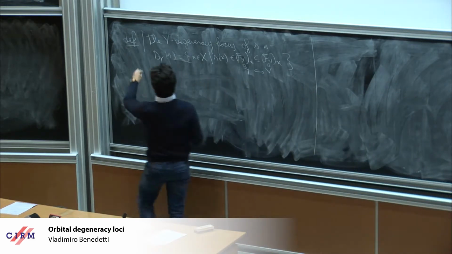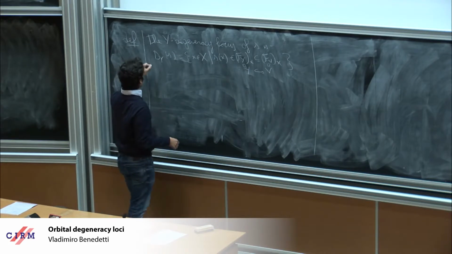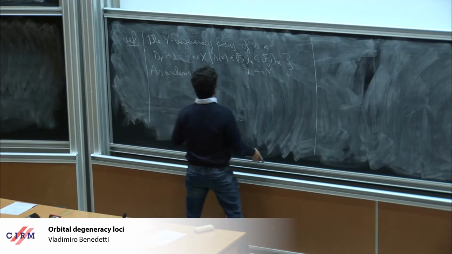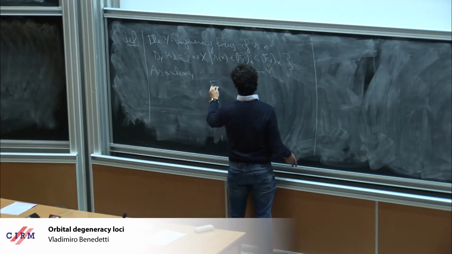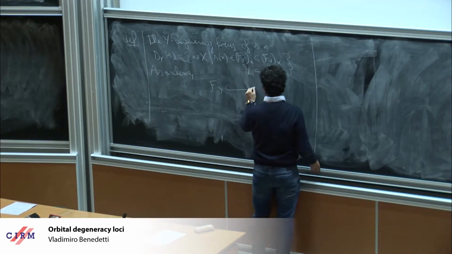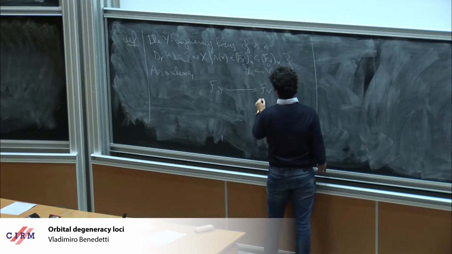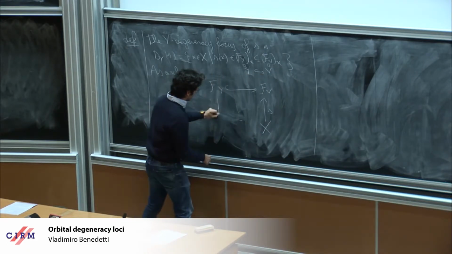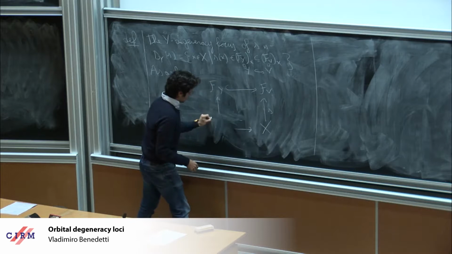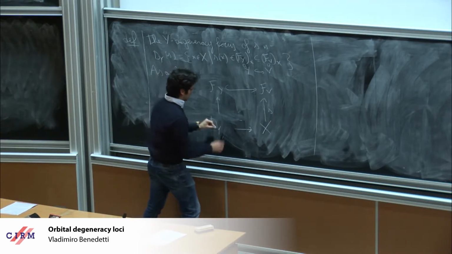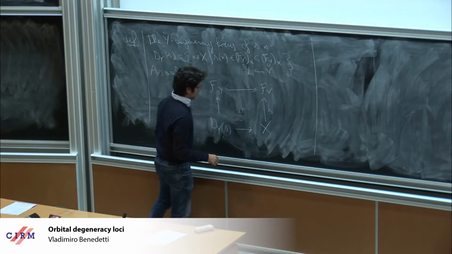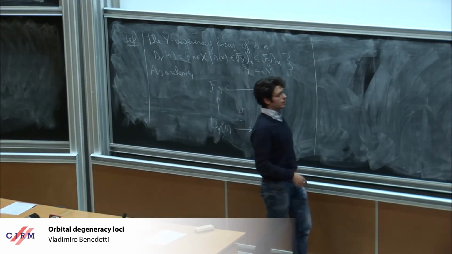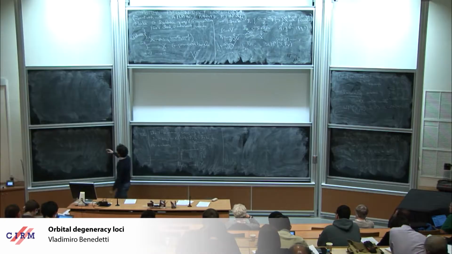So another way to see it is as a scheme. So we take F_Y inside F_V, and then we have the section s, and the degeneracy locus satisfies this Cartesian square. Okay. So some examples, maybe I'll write them here.